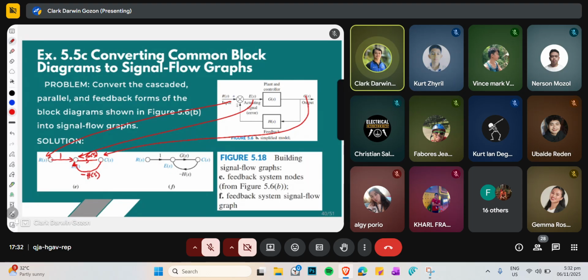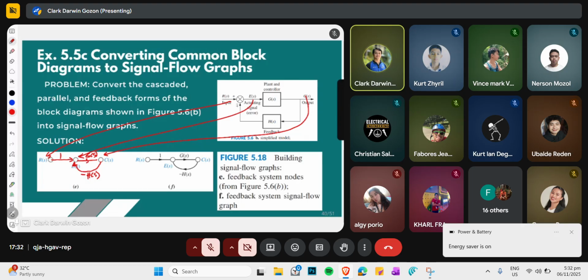You notice, wala may summing junction ko diri. So ang negative na signal is carried by the transfer function H of S. So yun na pag-convert sa block diagram in feedback na form into a signal flow graph. So i-map out lang gid ninyo. Kinahanglan lang inyo masabtan asa ang mga signals.